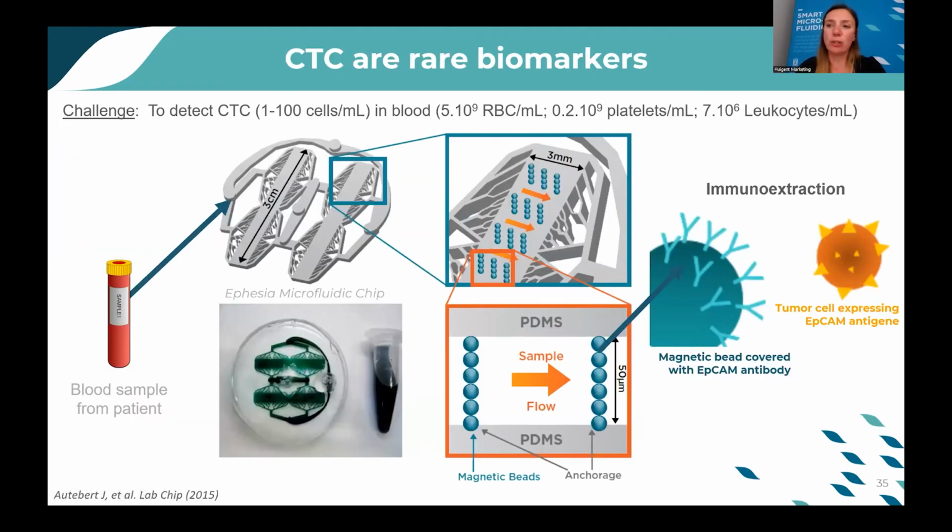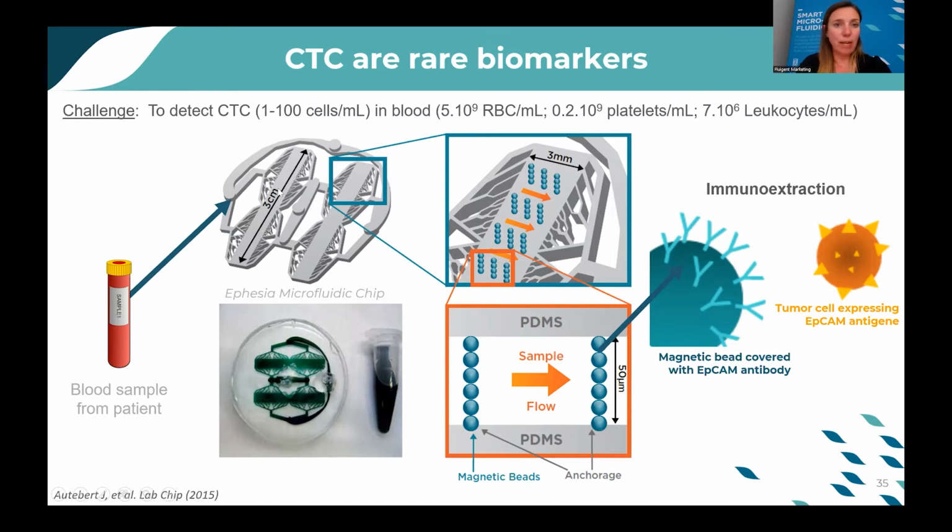And so the main challenge in detecting and counting these CTCs is really their low proportion among the total blood cells. So for example, in 1 ml of blood, there are approximately 1 to 100 CTCs compared to 5 billion red blood cells, 0.2 billion platelets, and 7 million leukocytes. So CTCs are really rare biomarkers, and microfluidics is a powerful tool to detect a rare event like that due to its high sensitivity. So the team of Stéphanie Descroix has developed a chip to capture and characterize the CTCs.